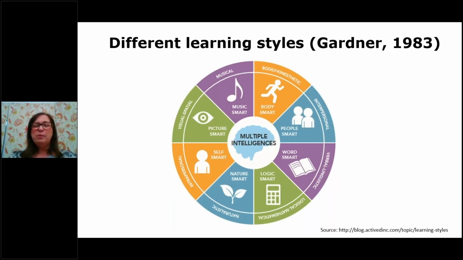intrapersonal is independent learning; visual is learning through visualization and images; musical, through the transfer of information through music. So not all students learn in the same way. Some students are very visual learners, some are very verbal, some are very interpersonal. However, traditional lectures tend to only engage a few different learning types, whereas flipped teaching has the power to engage many different types, depending on the activities that you create online, depending on the activities that you create in the classroom environment.